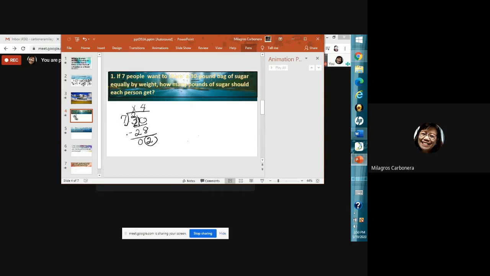Now I have to divide this by 7, but I cannot get a group of 7 from 2. So I am going to express it as a fraction. So I'm going to draw my fractional bar here. Whatever my extra here would be my numerator, and my divisor would be my denominator. So the answer is 4 and 2 sevenths, meaning to say each of the 7 people will get 4 and 2 sevenths pounds of sugar. Okay, now let's move on to the next problem.